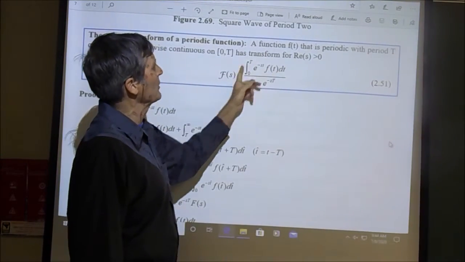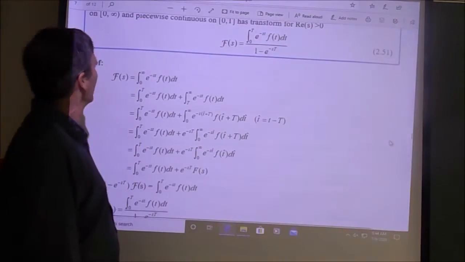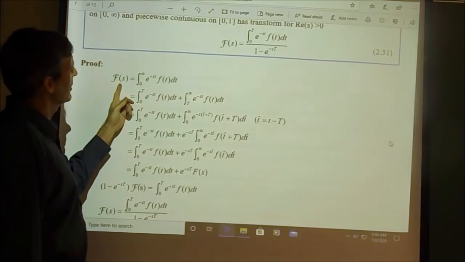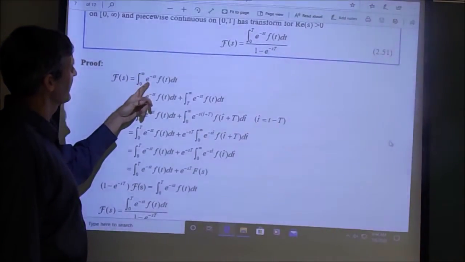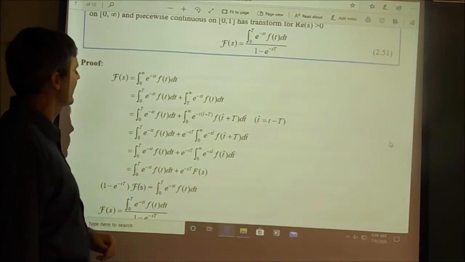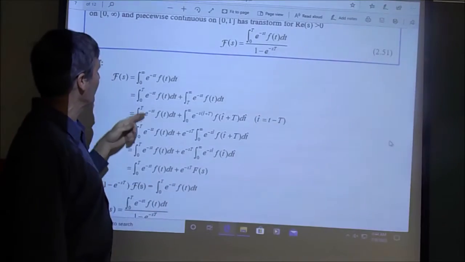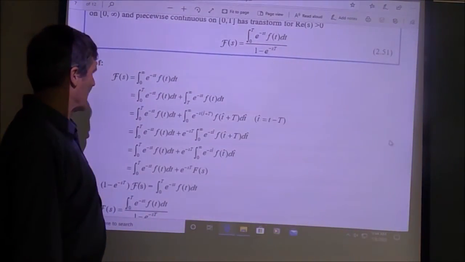It's very similar to what you did before. You just stop at T and then divide by 1 minus e to the minus sT. And here's the proof, if you want to look at it in the notes. The Laplace transform of little f(t), when it's this T-periodic function, is the integral from 0 to infinity, still e to the minus st f(t) dt. But now, to go from 0 to infinity, we could go from 0 to T and then from T to infinity.